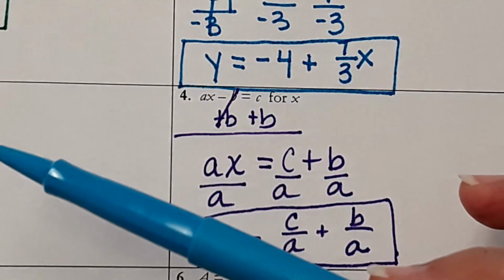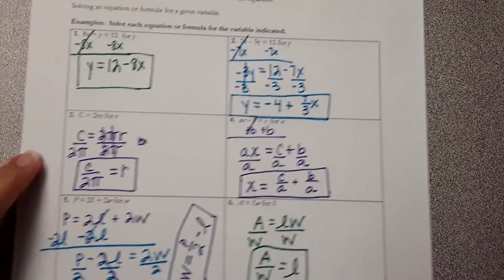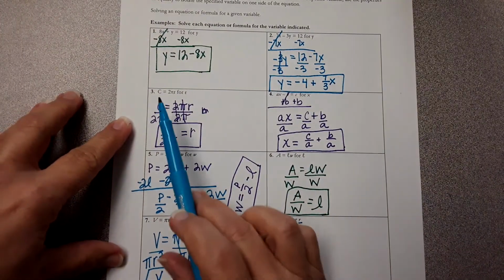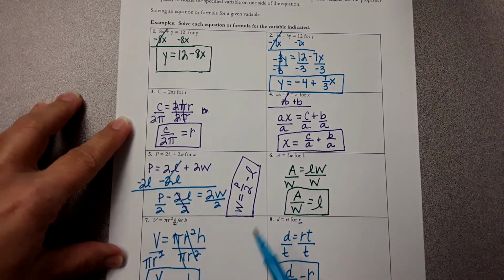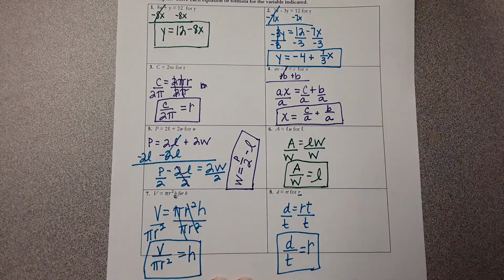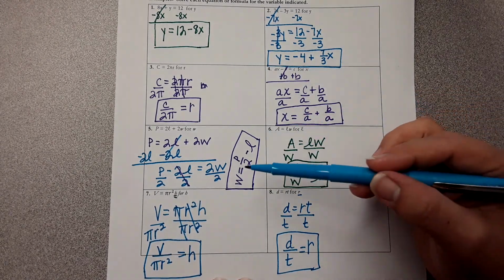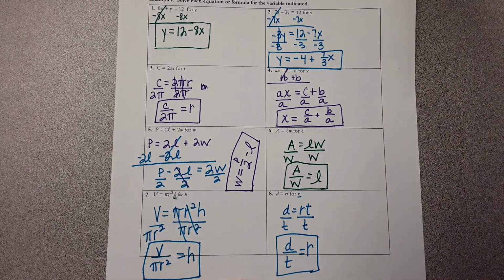You guys, number 3, 6, 7, and 8 are all those, there's no addition or subtraction, so you can just divide. So again, 3, 6, 7, and 8 are all ones with just division. All you have to do is divide. 1, 2, 4, and 5, you're going to have to add or subtract first and then divide. I know you can do it.